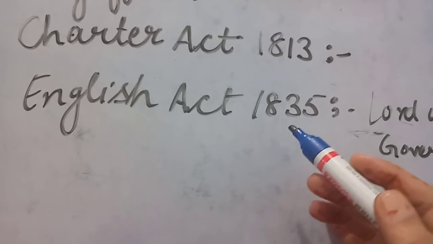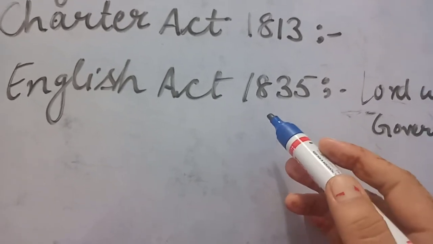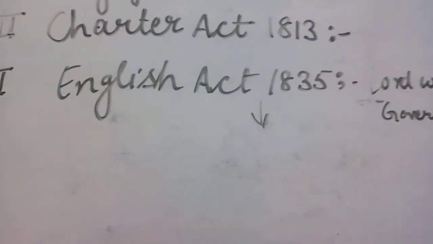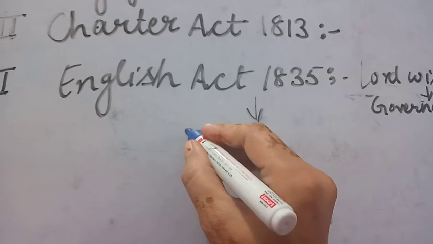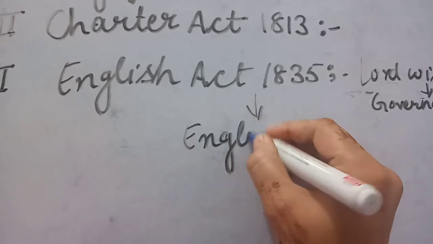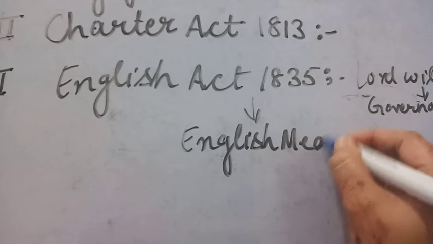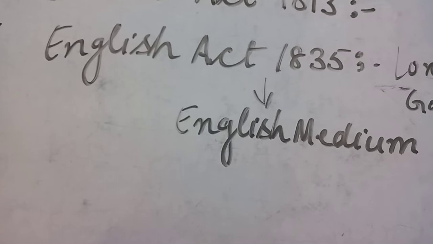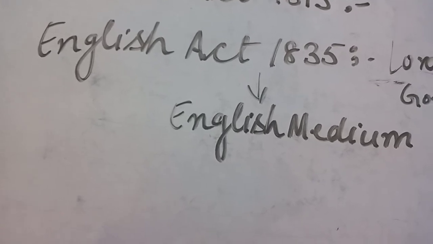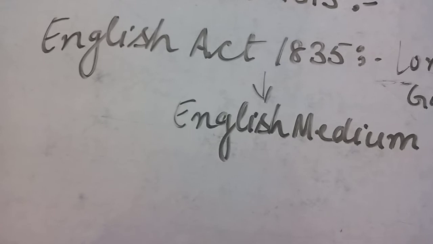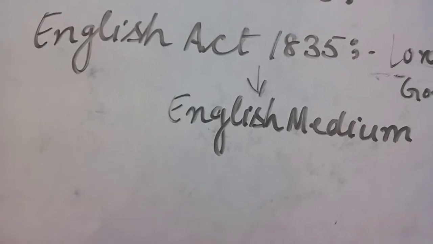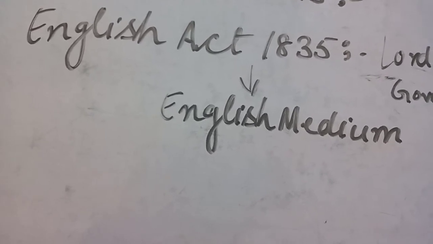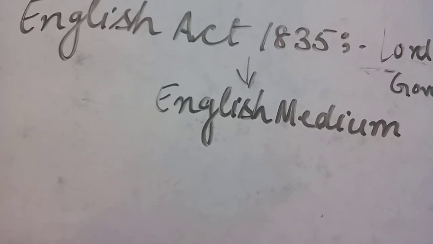So what are the features of the English Act 1835? To make English the medium. What was the medium for education? English medium. English medium of instruction in higher educational institutions, and to no longer promote Oriental institutions such as Calcutta Madrasa and Banaras College.